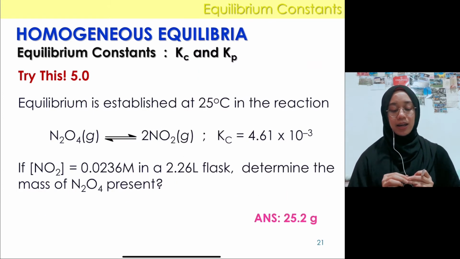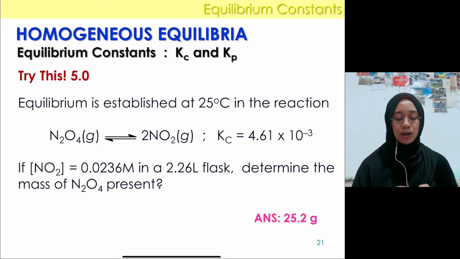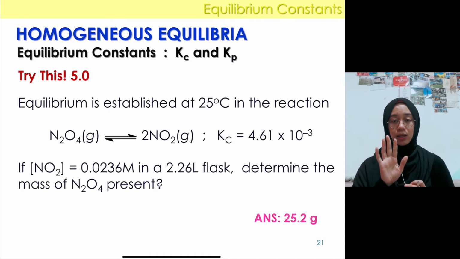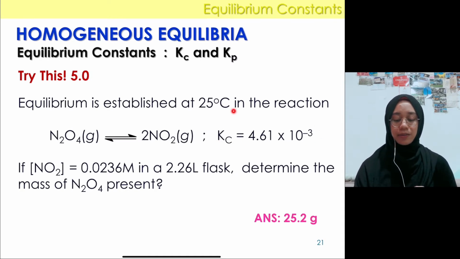Okay, and then this one, try this 5.0. Okay, so yang ni pun given to you. In this case, kamu bukan nak cari KC. KC dah diberi kepada kamu. KC untuk this particular reaction here is given to you already, bahagian ni. Okay, and then dia bagi dekat kamu concentration of NO2. Okay, and then you are asked to determine the mass.